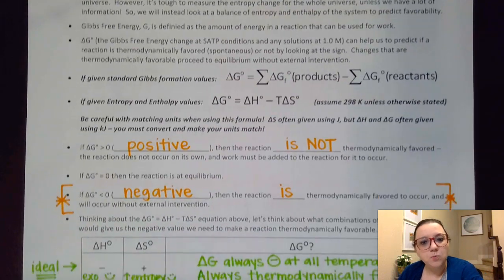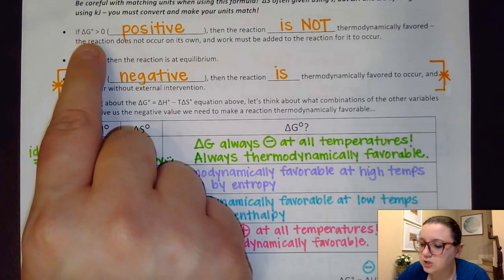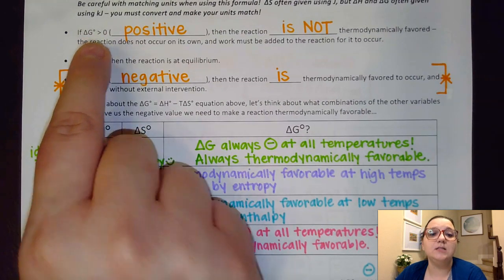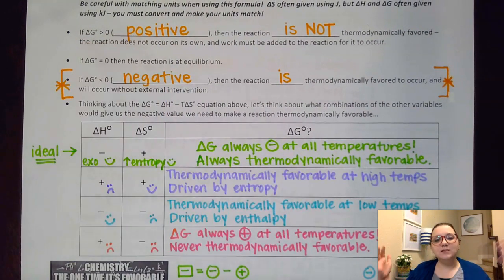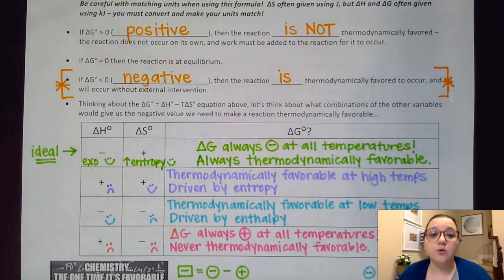But the way that it works once I calculate my delta G is that if the delta G value is greater than 0, meaning it's positive, what that means is that overall our reaction, our process, has had to take in some amount of work. We have had to provide some energy in order to get it to occur. So therefore, the reaction is not thermodynamically favored. It is not spontaneous as it is because the reaction doesn't occur on its own.